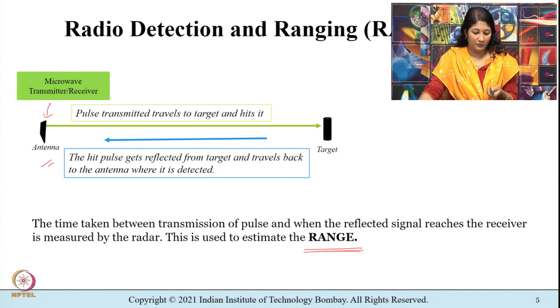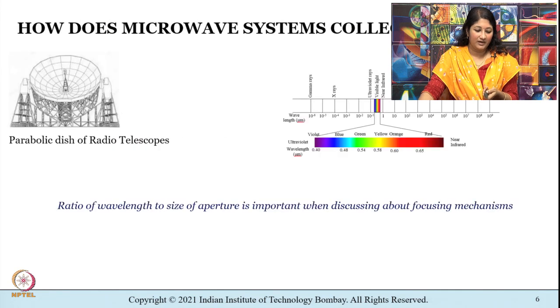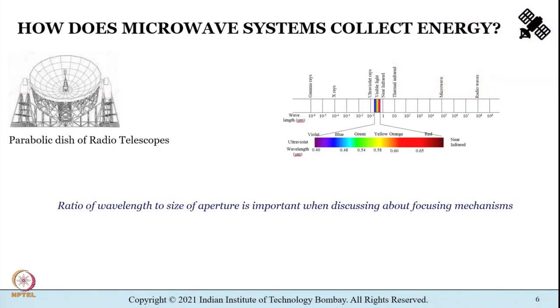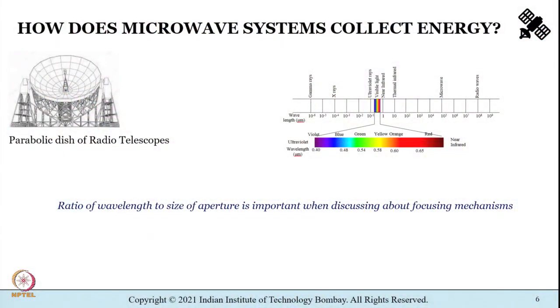Okay, moving on. Whenever we think of radio telescopes like the one shown on the screen, the image that comes automatically to our mind is of a large parabolic reflector, isn't it? Just like the one you see on the screen. The ratio of wavelength to the size of aperture is important when discussing focusing mechanisms, any kind of focusing mechanism.